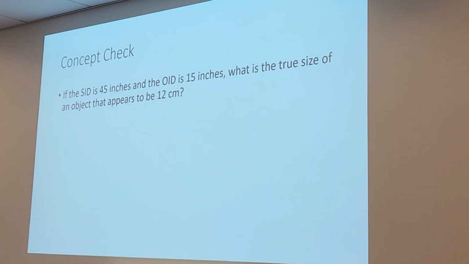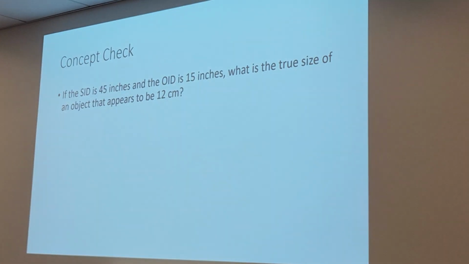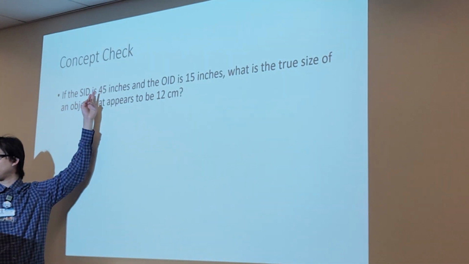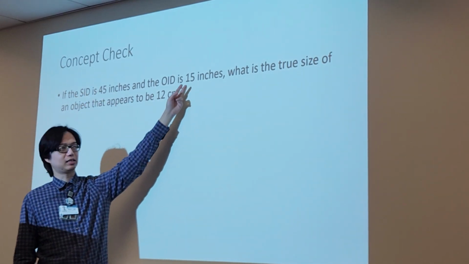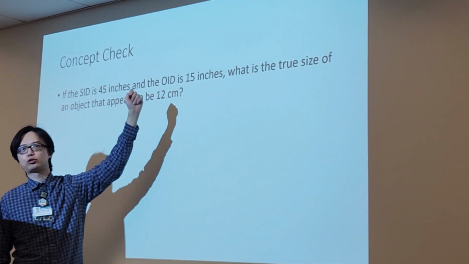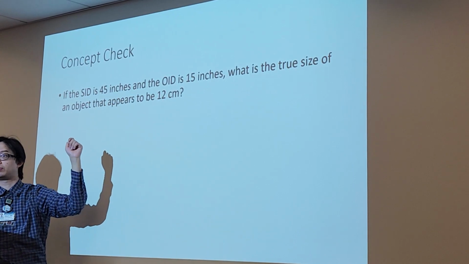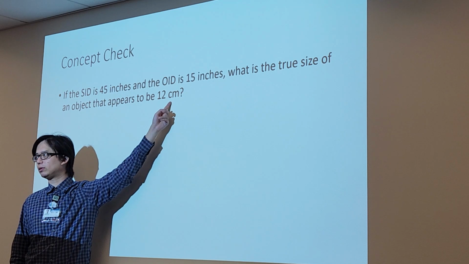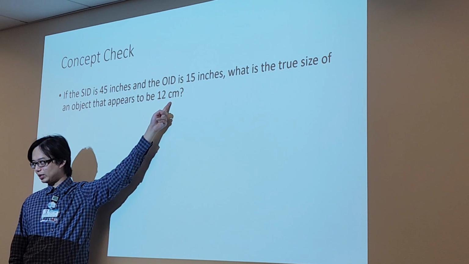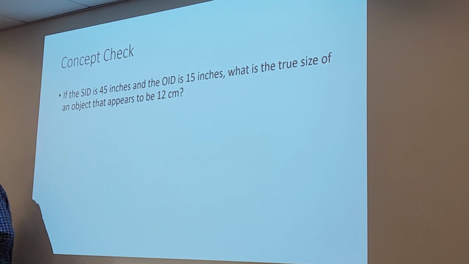All right. So here, if the SID is 45 inches, okay, kind of a weird SID, but we'll deal with it. OID is 15 inches. What is the true size of an object that appears to be 12 centimeters? So appears to be 12 centimeters. What is this? The image size. Very good. As it appears to be, right?